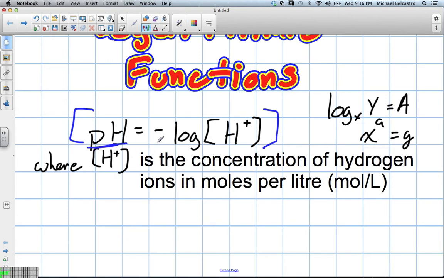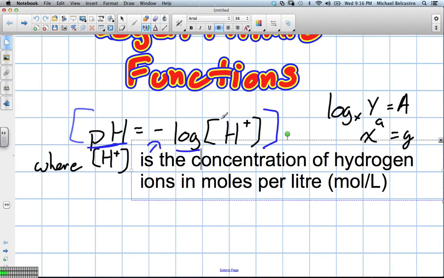The pH level is equal to a negative log, times the value of the log, because I guess it's log 10 in this case, of the hydrogen plus, and that stands for the concentration of hydrogen ions in moles per liter.